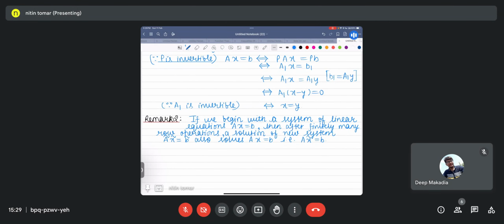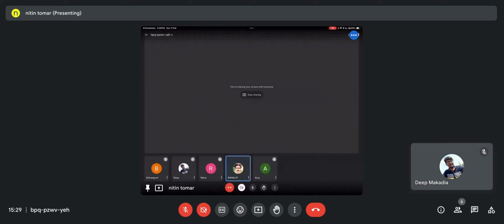Is this clear? This is what we just discussed, right? Please tell me if you have any doubt. Vishwa Jyoti, do you have any doubt? It is clear, sir. Okay.